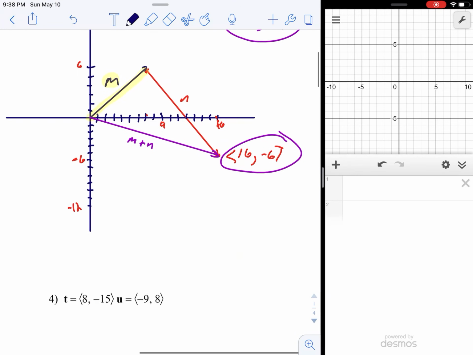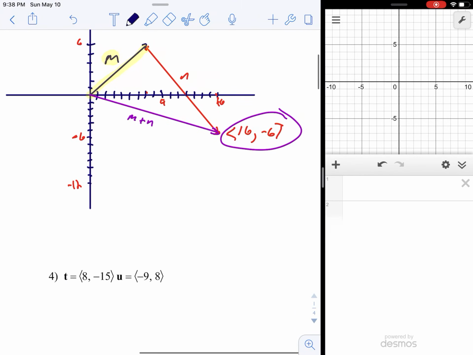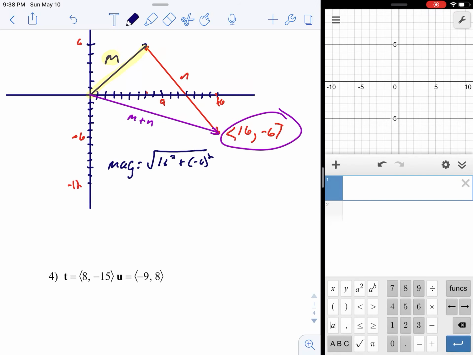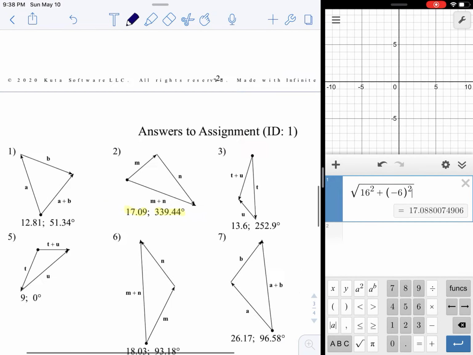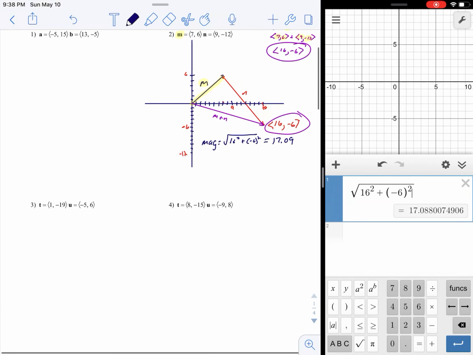So magnitude, that's going to be the easy one. Magnitude is just the Pythagorean theorem, square root of 16 squared plus negative 6 squared. So I'll go ahead and do this: square root 16 squared plus parenthesis negative 6. Remember, with a negative you need a parenthesis. And I get 17.09. Is that what that answer was down there? Yep, 17.09.